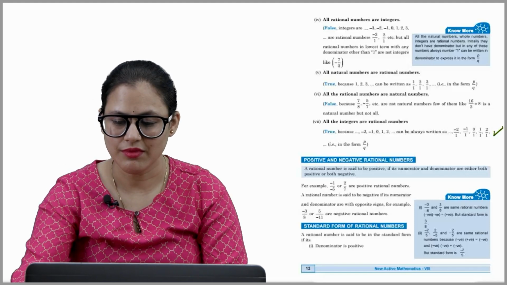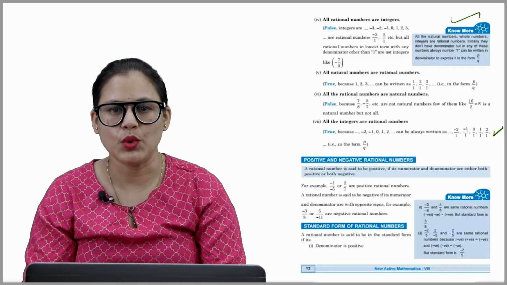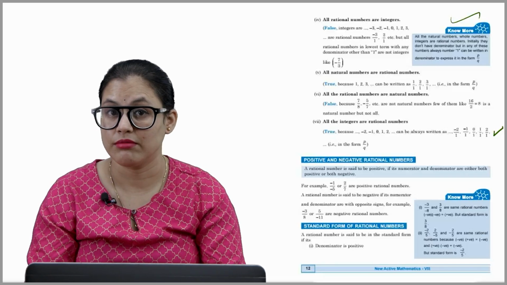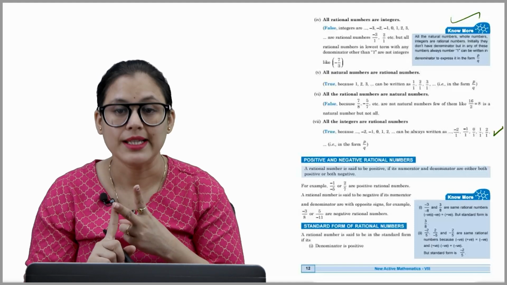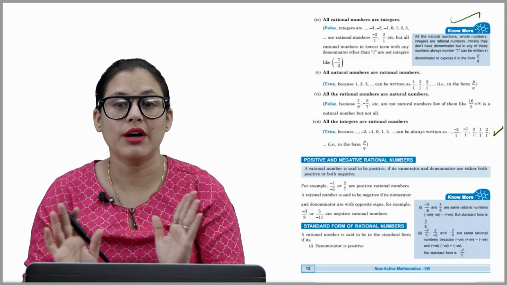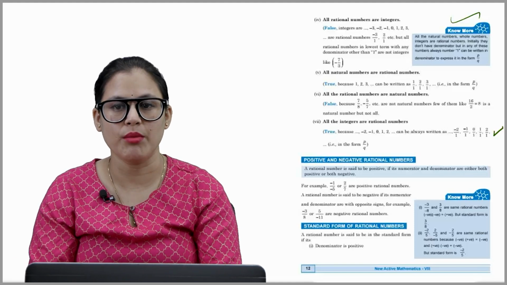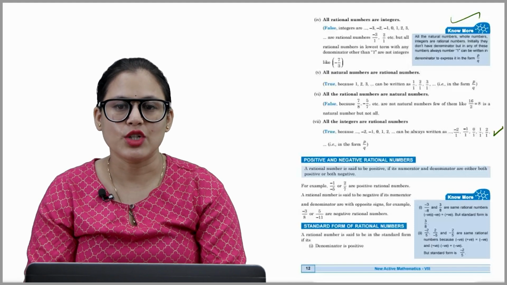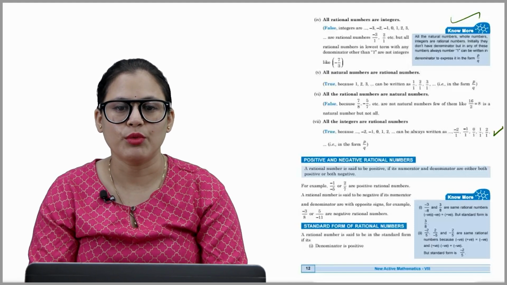No more. All the natural numbers, whole numbers, integers are rational numbers. Remember that. Natural numbers, whole numbers and integers all are rational numbers. Initially they don't have a denominator, but in any of these numbers one can always write 1 in the denominator to express it in the form of p by q.